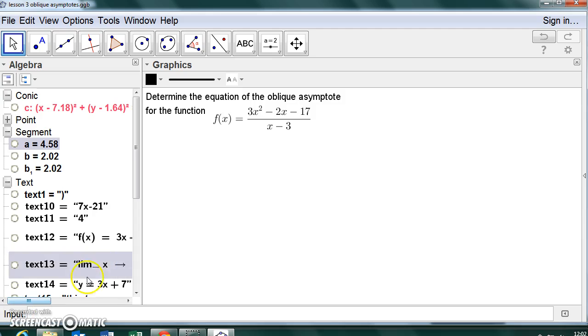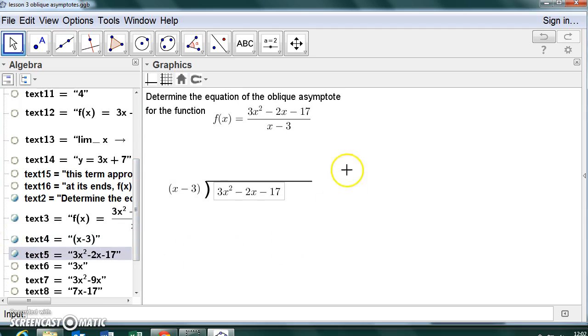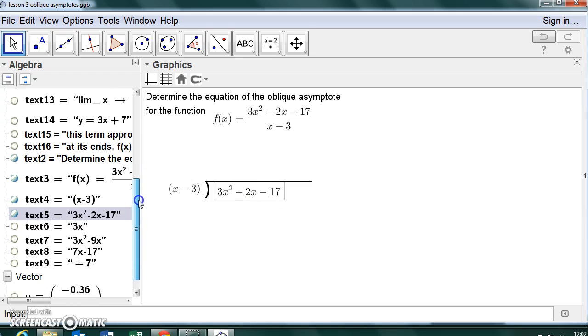So for this one, it says we're looking for the oblique asymptote of this function divided by this term. What you need to do in these situations is create some long division. We're just going to take the numerator and divide it by the denominator. And again, if you use synthetic division, that's no problem. I'm going to use long division, but whichever one you prefer is fine.